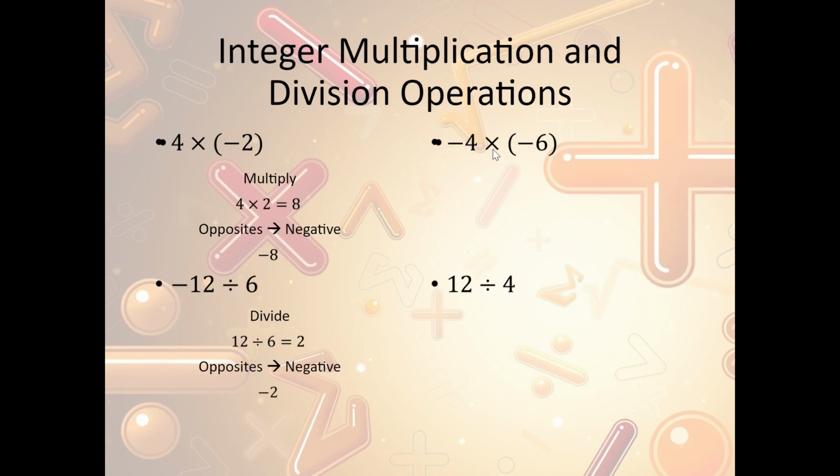Now here we have -4 times -6. So we're just going to go ahead and multiply. So 4 times 6 is 24. They have the same sign, so we're just going to make it positive. So this becomes positive 24. Now 12 divided by 4. We're just going to go ahead and divide. So 12 divided by 4 is 3. They have the same sign, so we're going to make it positive, so we get positive 3.